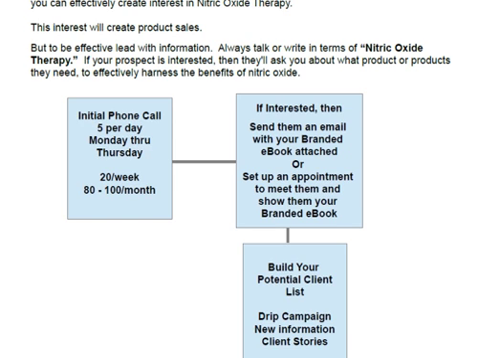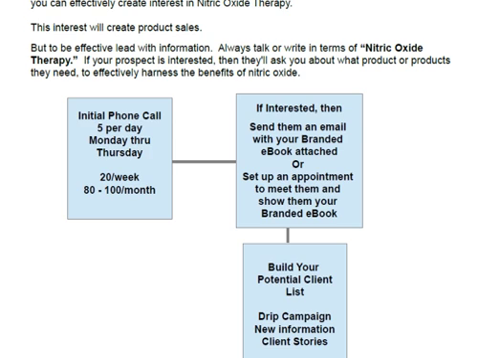And if you do that consistently and you've got 500 or more contacts, you can see that this would be a phone campaign that you can use for the next 5, 6, 7, 8 months to create momentum in interesting people about nitric oxide therapy who then get on product and build your customer base. If they're interested, then you're going to send them an email with your branded email attachment. We'll tell you exactly what that email should say.